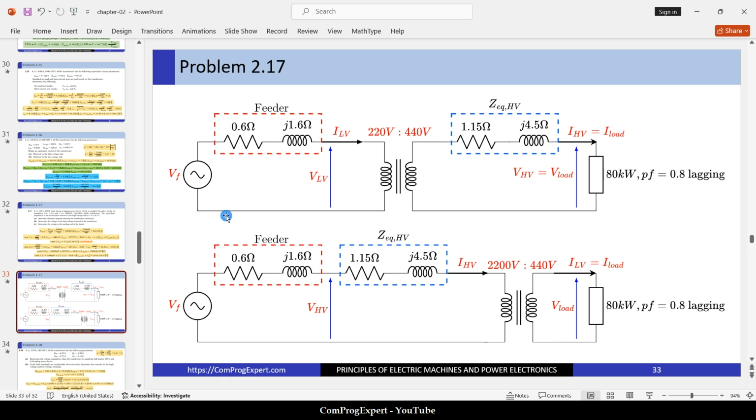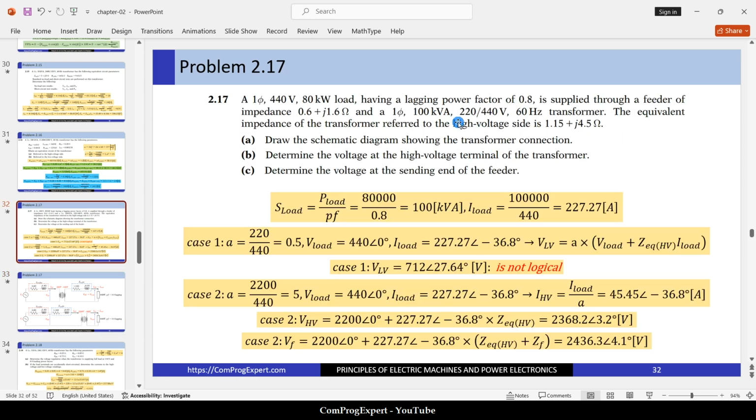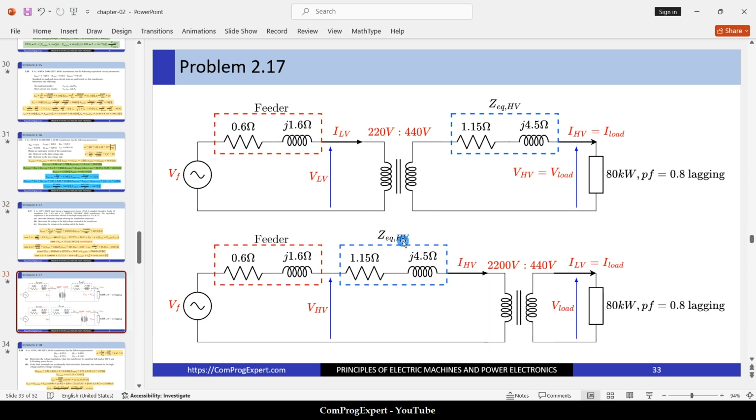In this problem, I think we have a typo error. I will explain the reason. This is the rated voltage of the primary side of the transformer, 220, and this is the rated voltage for the secondary side. In this case, we connect the secondary side to the load. Here we have this load, 80 kilowatt, and the value of the power factor is 0.8, lagging.